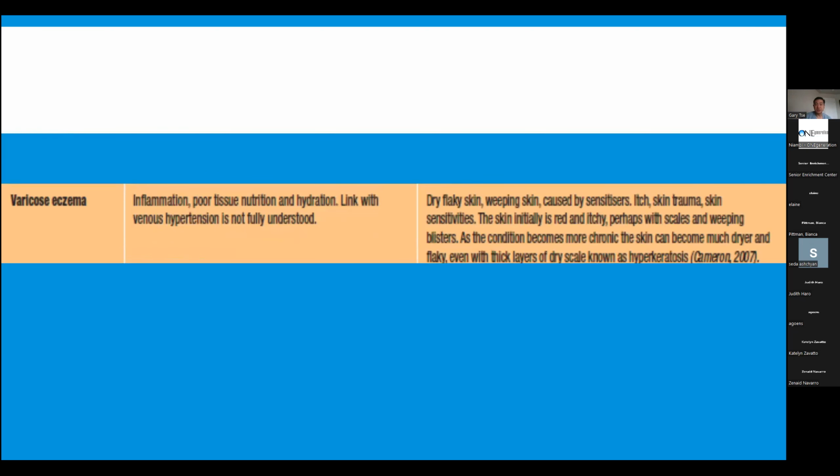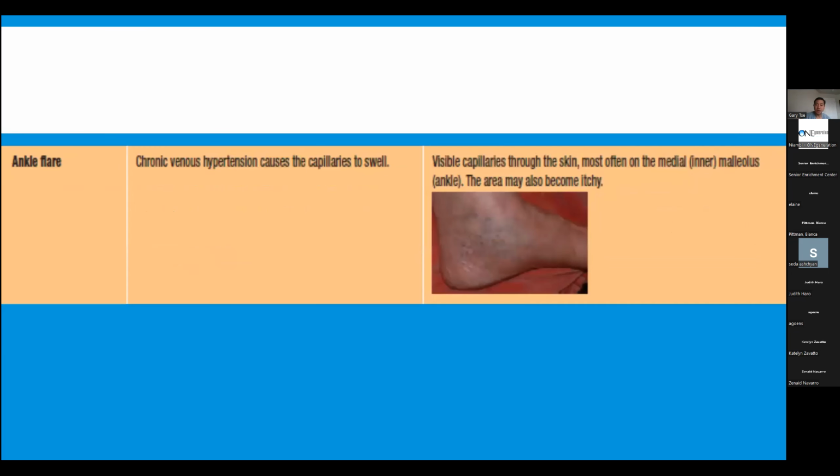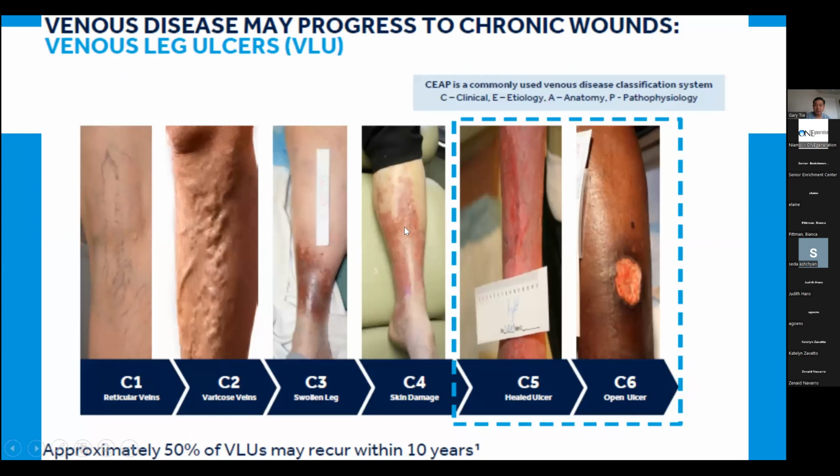Varicose edema is essentially similar to edema, but the skin becomes more flaky or dry, and it can cause more itching, and is red and itchy, sort of how we saw in this photo. Okay, so that's varicose eczema.